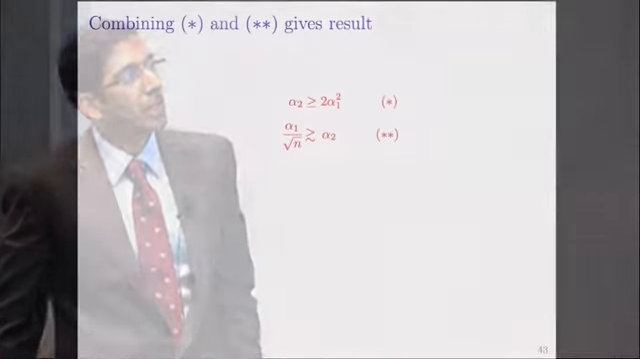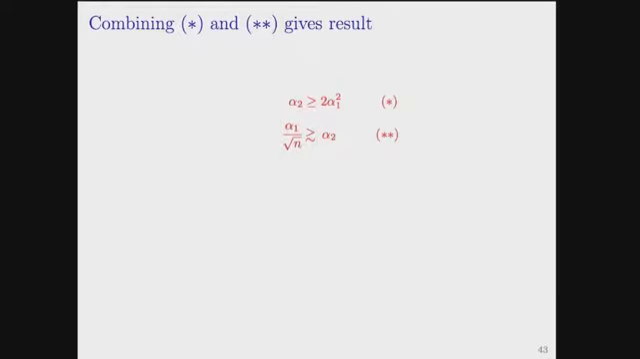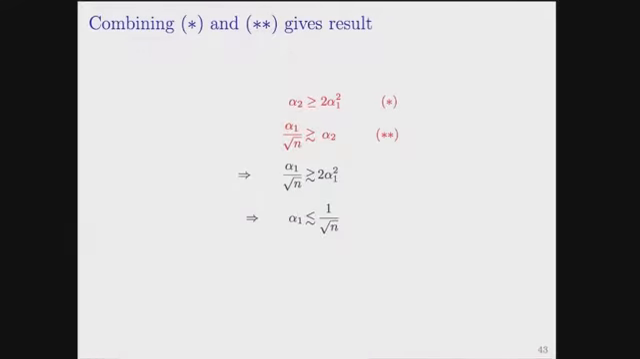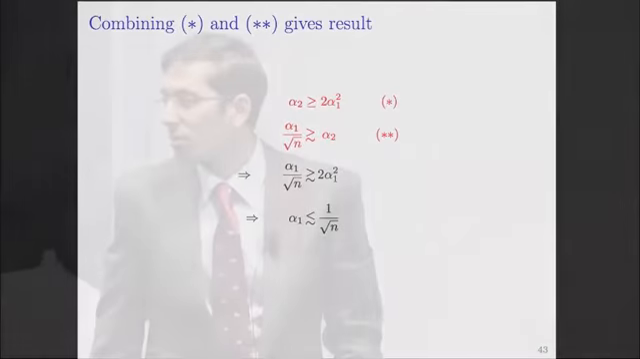You can put them together because you have an upper bound on alpha 1 in terms of alpha 2 and a corresponding lower bound. These must be consistent. So if you solve it, you get with a one-line calculation that alpha 1 is supposed to be at most 1 over square root of n.